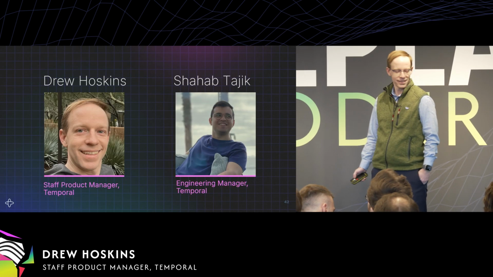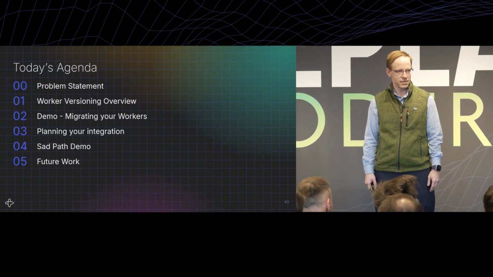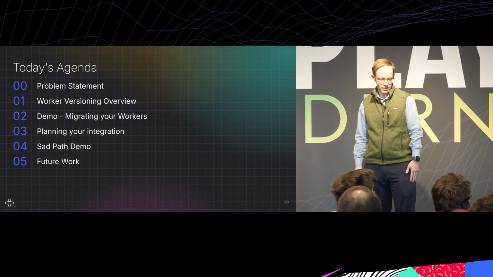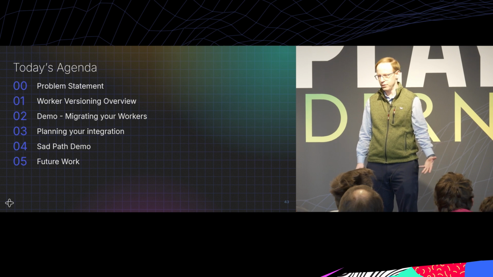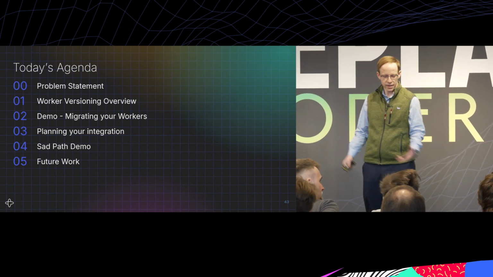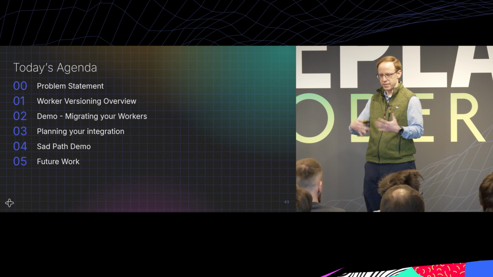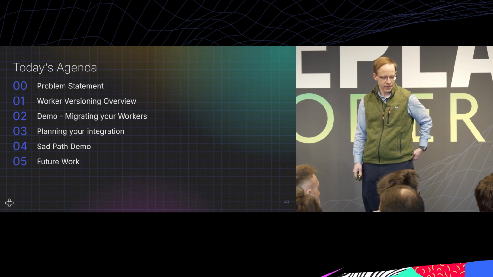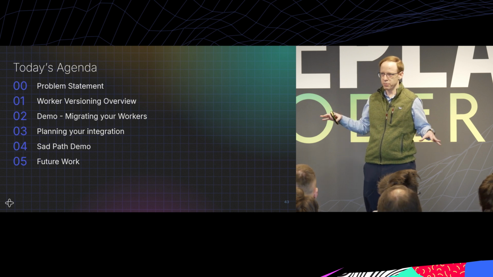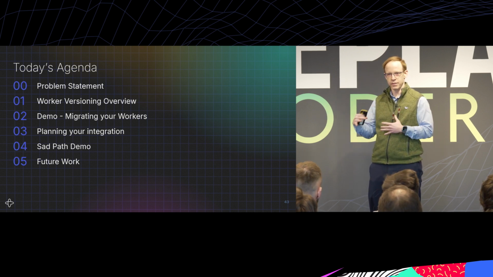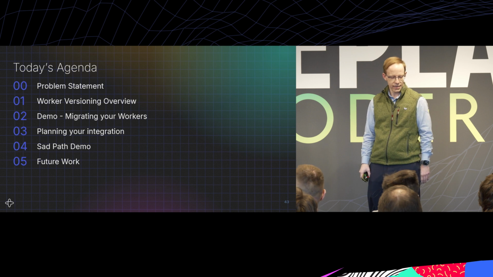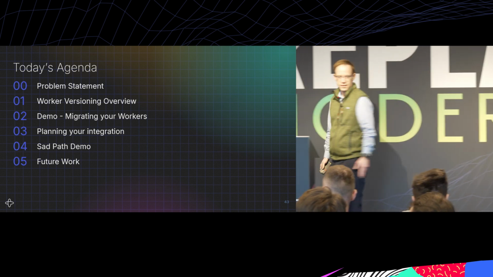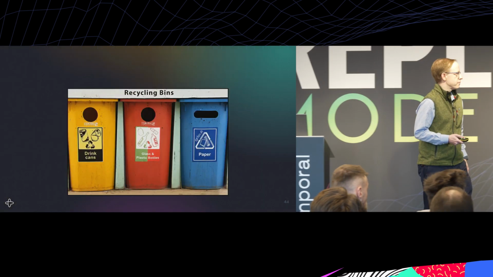So this is us. I'm going to dive right into it because we have a lot of content. I'm going to justify our existence as human beings and software engineers, and then I'll give you an overview of worker versioning, what we built. Shahab's going to demo getting you from your existing worker setup to something better. Then I'll talk a little bit about our current project status so you can plan when you might want to integrate with this stuff, and give you a couple options for how to integrate. Then hand it back to Shahab for another demo. And then I will tease our roadmap.